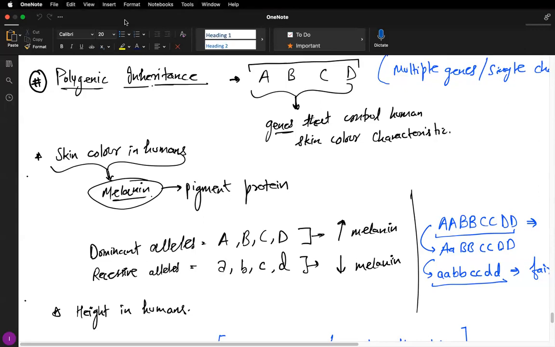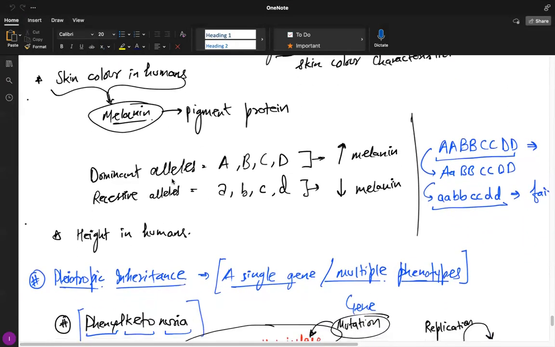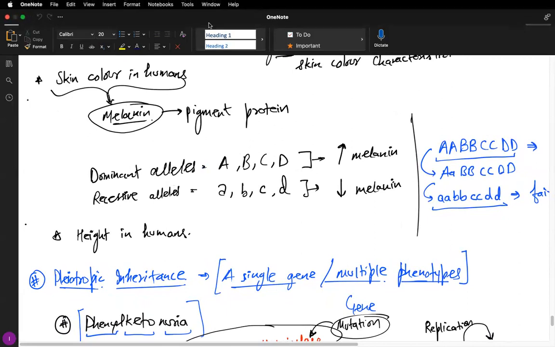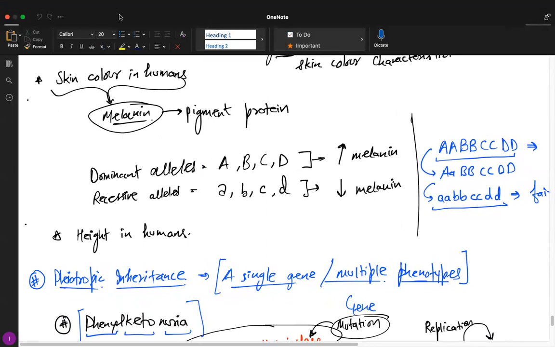Go ahead. Then we take some examples. For example, skin color in humans. It is controlled by melanin, which is a pigment protein. If the melanin is more in a person, then the skin color of that person is dark, and if melanin is less in the person, then the skin color of the person is very fair.